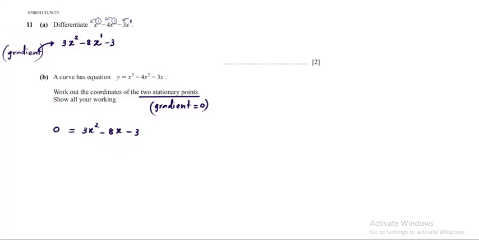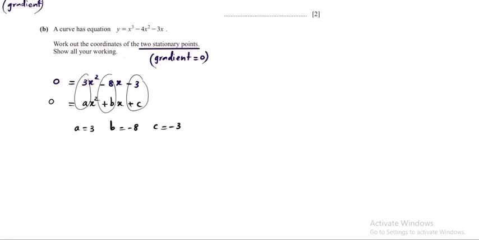So to solve this quadratic function, we're going to put this in the quadratic formula. To put this in the quadratic formula, I need to write this in the form ax squared plus bx plus c. It's already in that format. So I can find what a, b, and c is. The value of a is 3, b is negative 8, c is negative 3. And the quadratic formula will be given to you in the formula sheet, which is equal to negative b plus or minus the square root of b squared minus 4ac over 2a.